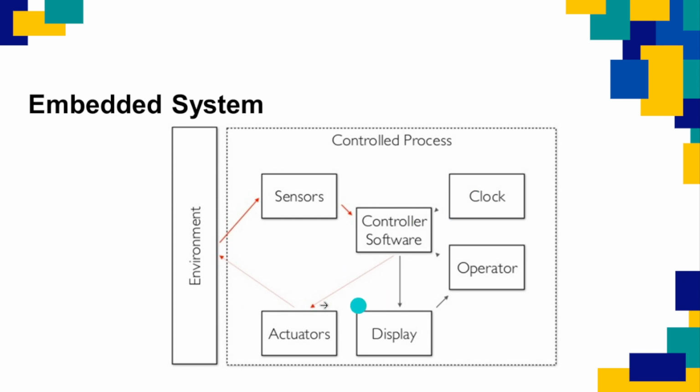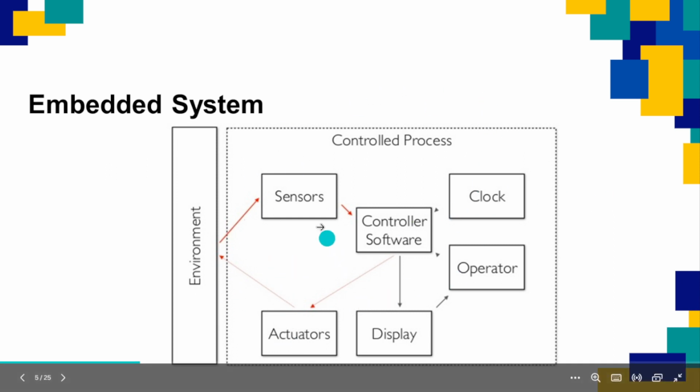So here you can see one block diagram. It includes some sensors and actuators and displays and operator and clock. So these are integrated within the embedded system.